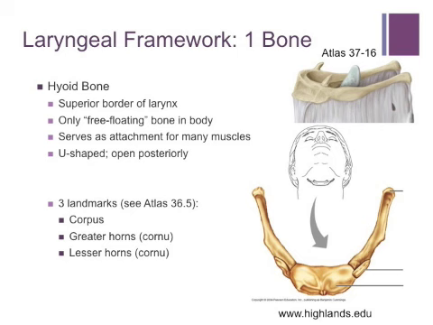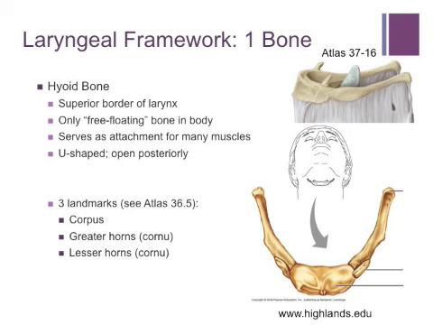This is important because this free-floating nature allows the bone to be pulled in several different directions depending on the task. The hyoid is a U-shaped bone that is open posteriorly, similar to the cartilages of the trachea, and you will be learning about many of the muscles that attach to the hyoid bone.